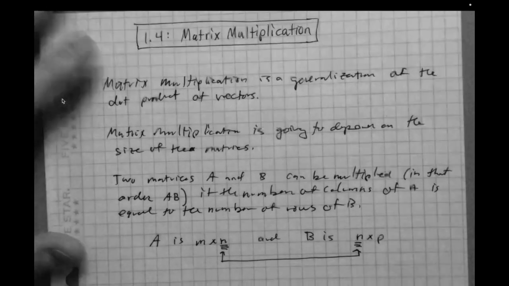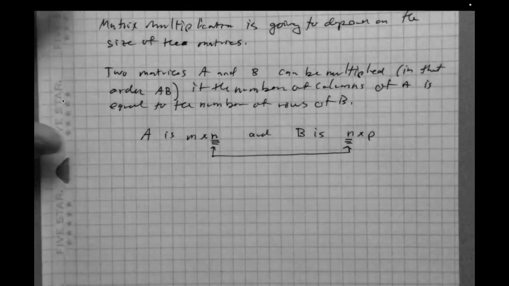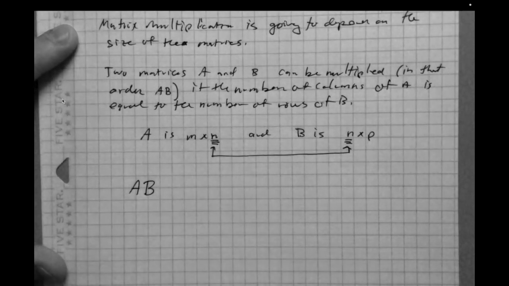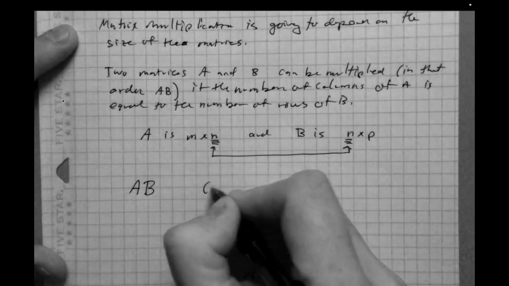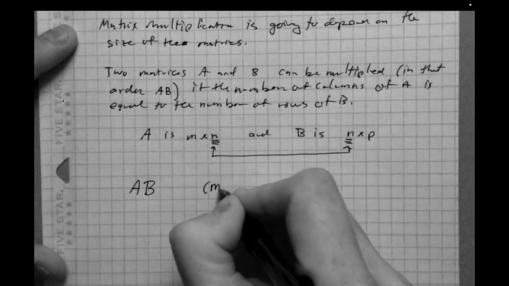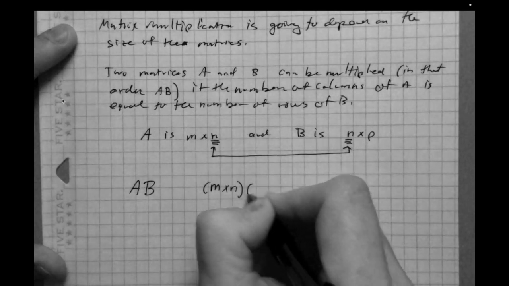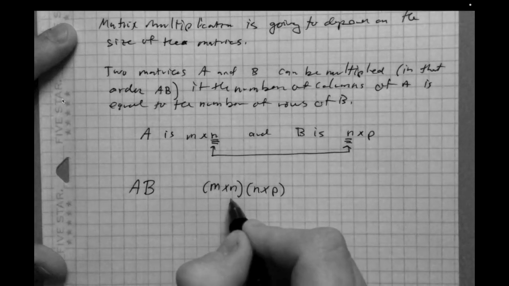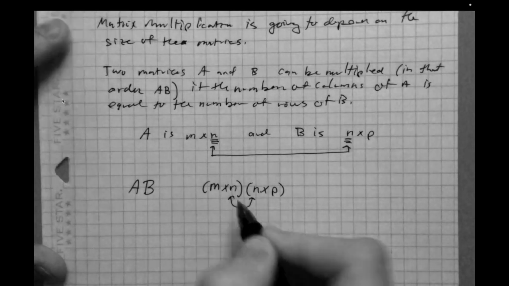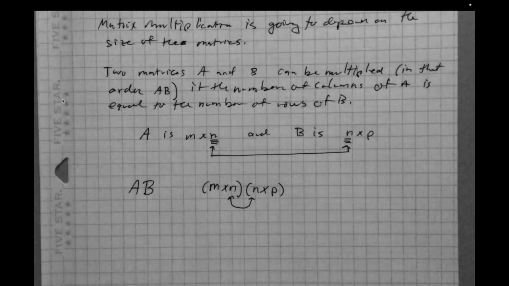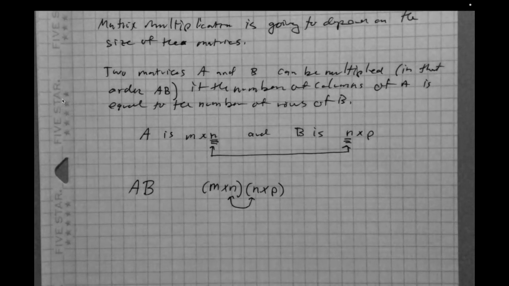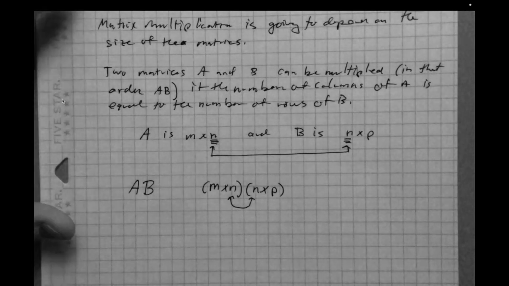A good way to remember this is to say, okay, if I want to multiply A times B, then I need to look at the dimensions first. So I've got m by n, and I'm trying to multiply that with an n by p. The only way it's going to work is if these two numbers are the same, those two inside numbers. And so in this case, with A being m by n and B being n by p, you've got no problem multiplying A and B.